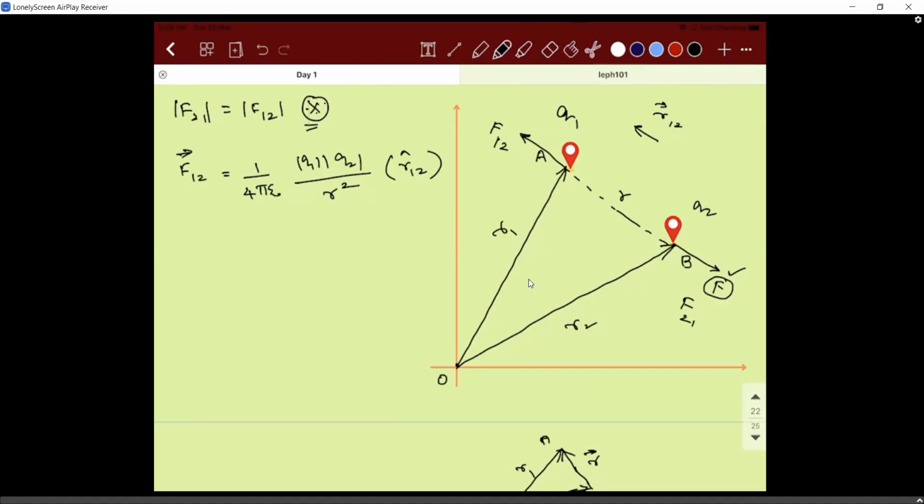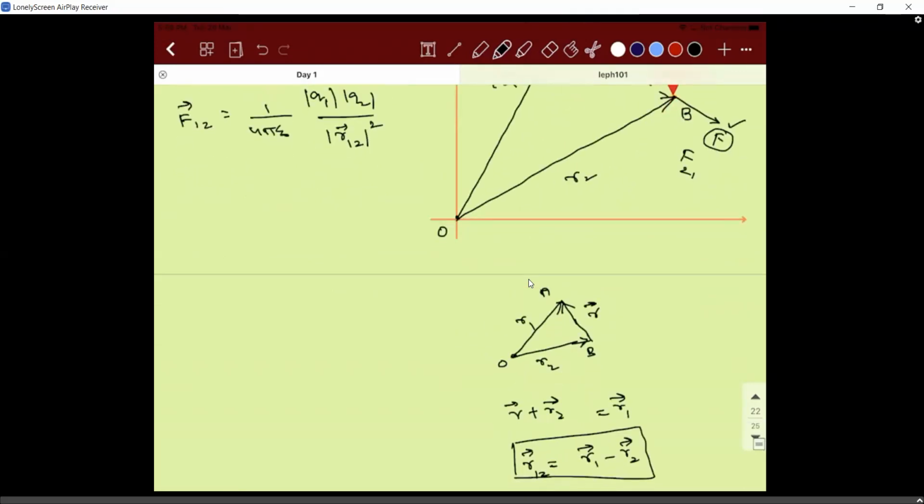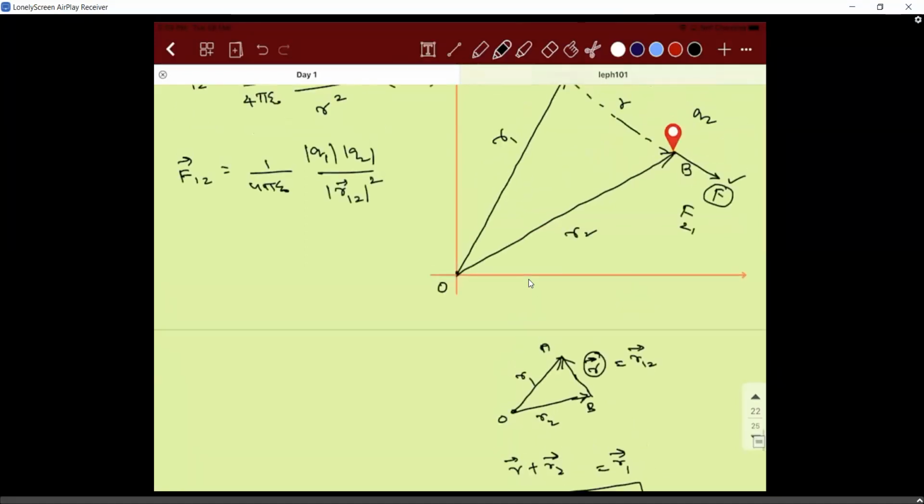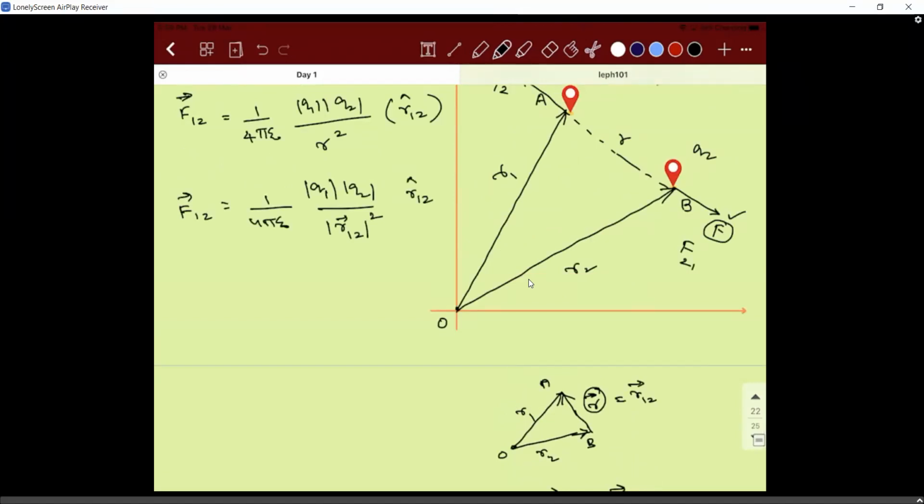So this R square, I'll leave it as it is. Next step, F12 vector is equal to 1 divided by 4 pi epsilon naught into magnitude of Q1 into magnitude of Q2 divided by, this R square, can I write it as magnitude of R12 square? What is magnitude of R12? R vector is R12 vector in this case. So whatever is the magnitude of R vector, the same is the magnitude of R12 vector. I hope I'm clear, right? And it is R12 cap.